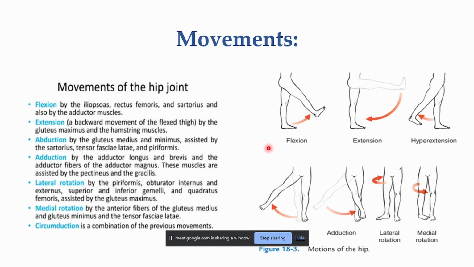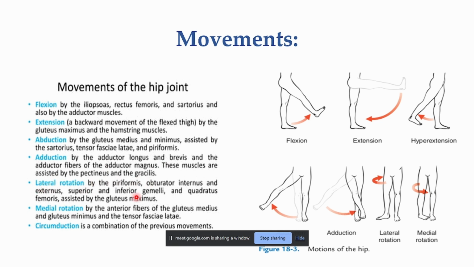along the vertical axis. So the major muscles which bring about flexion are the iliopsoas, rectus femoris, sartorius, and also helped by the adductor muscles. Then there is extension, which is brought about by gluteus maximus and the hamstring muscles. Then we have abduction, which is brought about by the gluteus medius and minimus, also assisted by sartorius, tensor fascia lata, and piriformis. The adduction is brought about by adductor longus, brevis, and magnus, also assisted by sartorius.